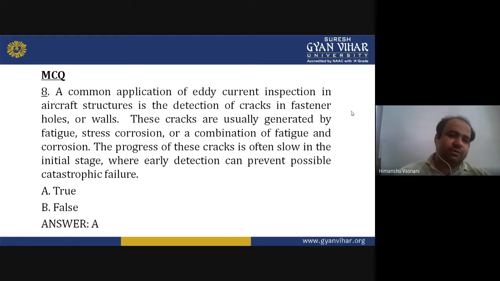Because in aircraft structures, these kinds of cracks in fastener holes occur, that is why the application of eddy current inspection is greater when you talk about aircraft structures. If you go for eddy current inspection in aircraft structures, the detection of cracks in fastener holes or walls is very important. These cracks are generated by either fatigue or stress corrosion or a combination of both. If you find these cracks at an early stage, then obviously it can prevent some catastrophic failure. So it is true in this case.